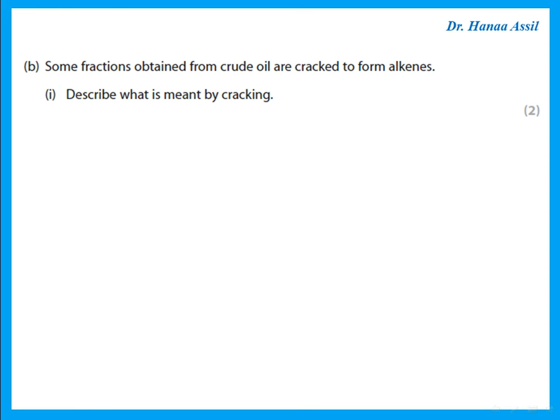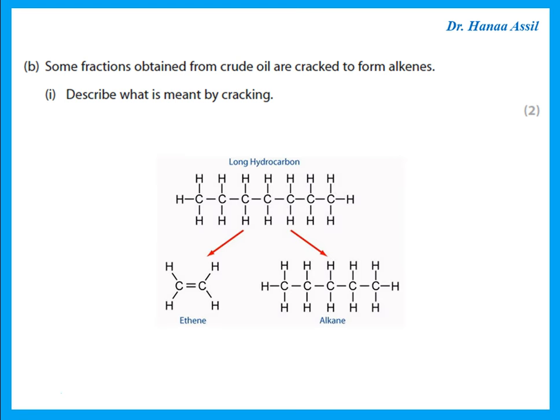Some fractions obtained from crude oil are cracked to form alkenes. Describe what is meant by cracking. What is meant by cracking? You should remember that cracking means I have long chain hydrocarbons and we break them into shorter chains. So cracking is the breakdown of long chain hydrocarbons into shorter chains.